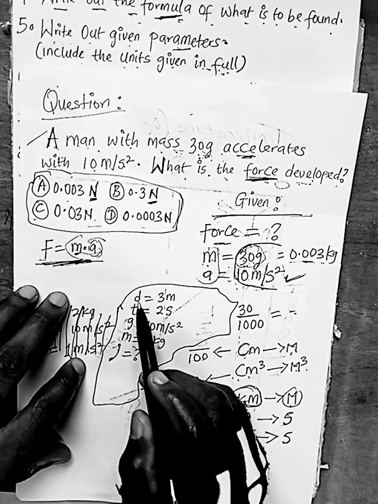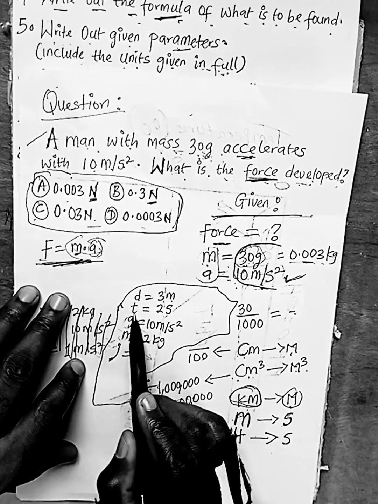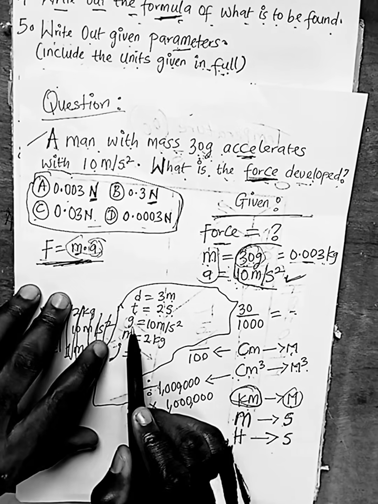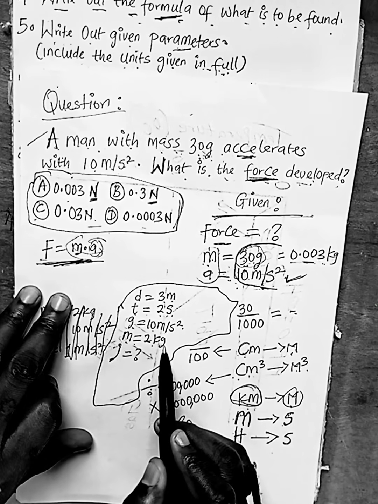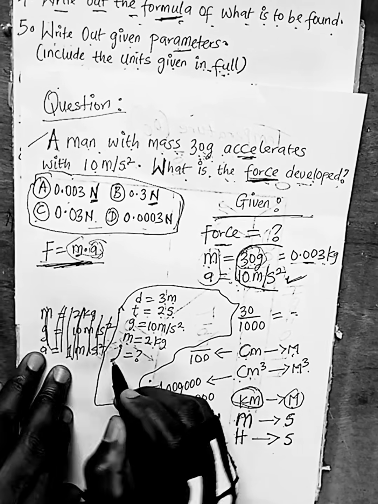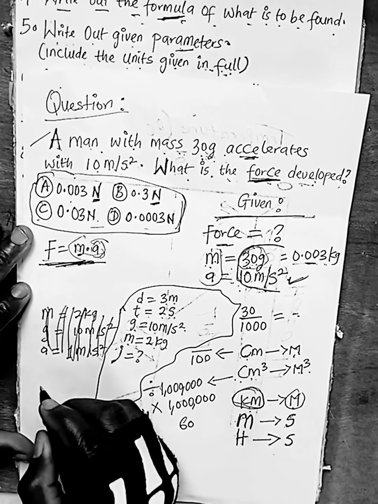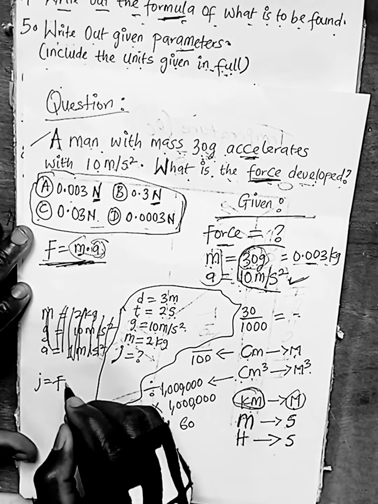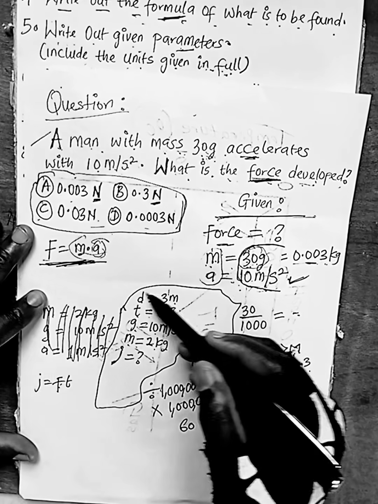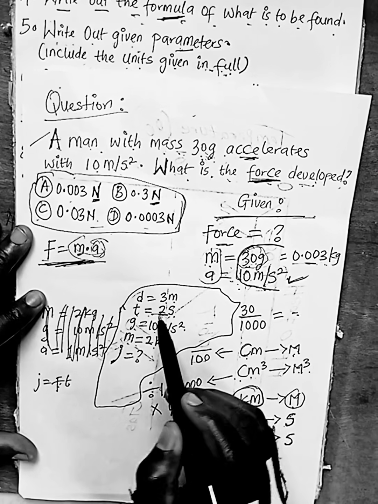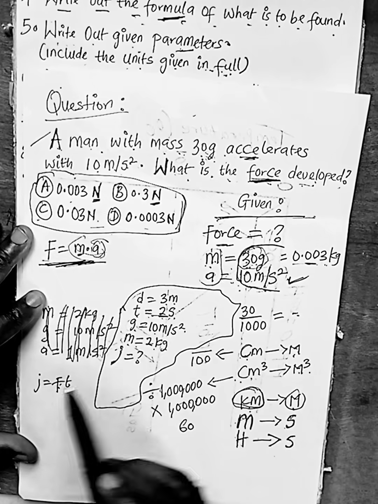Let's say, for example, you were given distance equal to 3 meters, time equal to 2 seconds, acceleration due to gravity equal to 10 meters per second square, and mass equal to 2 kilograms, and you are told to find impulse. You write out the formula of impulse. The formula of impulse is equal to force times time. All right, and you look at your parameters given. You have time here, but force, do you have force here?